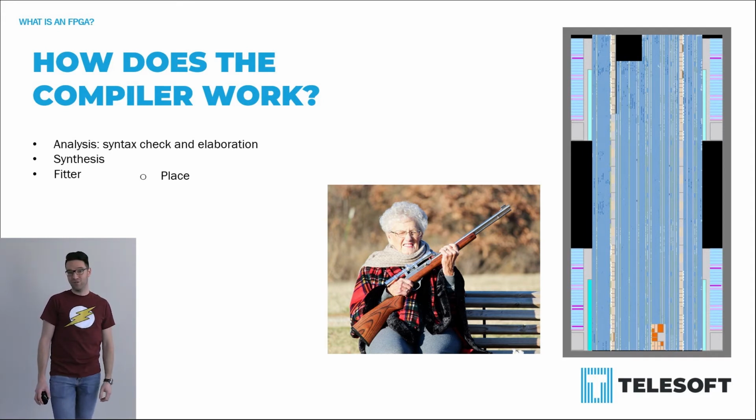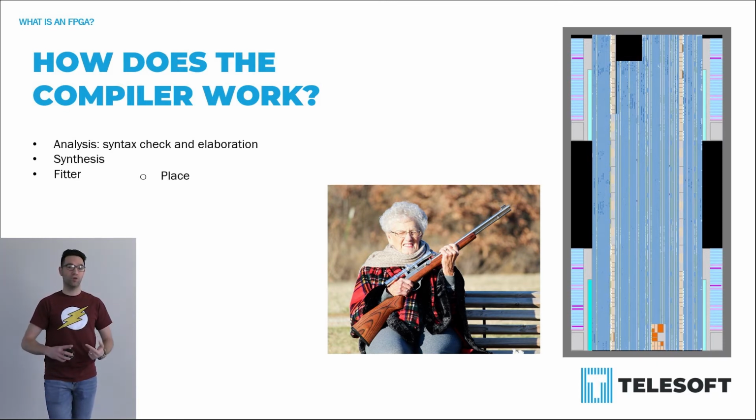Then it iterates through this. So the initial placement is just an initialization. It's then moving all your logic around, all your DSP slices, all your block RAMs, and it's trying to find a global optimum placement for all of your logic. The second stage of fitting is routing.